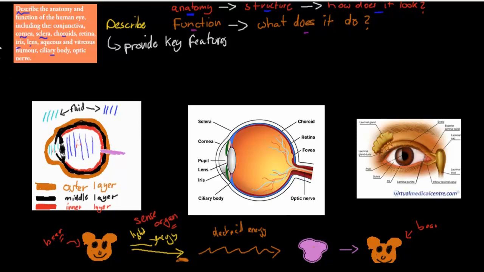But what we're not going to be talking about is the eyelids. So that would be the thing that closes and opens. We're not going to be talking about the eyebrows, and we're not going to be talking about the tear ducts. Even though they're really important, we don't have the time and they're not mentioned in the syllabus dot point, so we're not going to talk about them. But I'll talk about the parts we need to know.